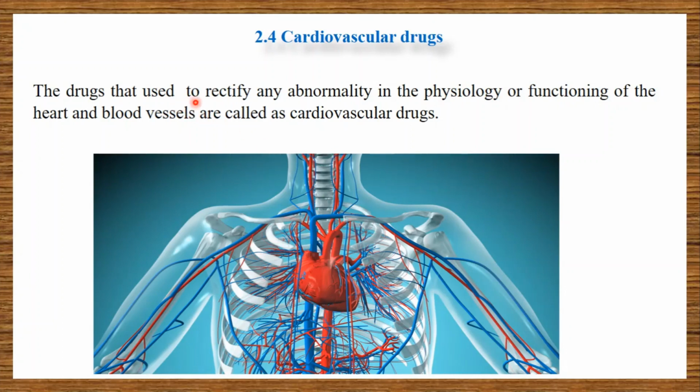The drug that is used to rectify any abnormality in the physiology and functioning of the heart and the blood vessels is called a cardiovascular drug. So this is your cardiovascular system. The cardiovascular system consists of heart and blood vessels. Blood vessels contain arteries and veins. The function of the heart is to pump the blood to various parts of the body through the veins and arteries.